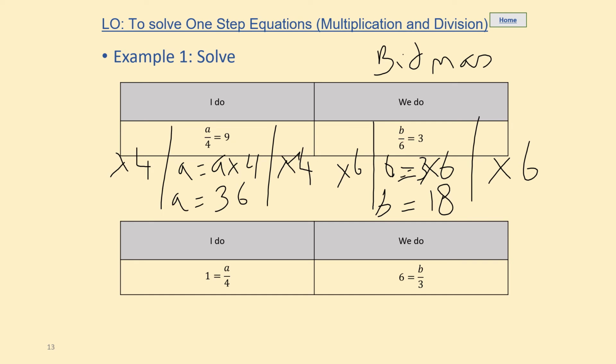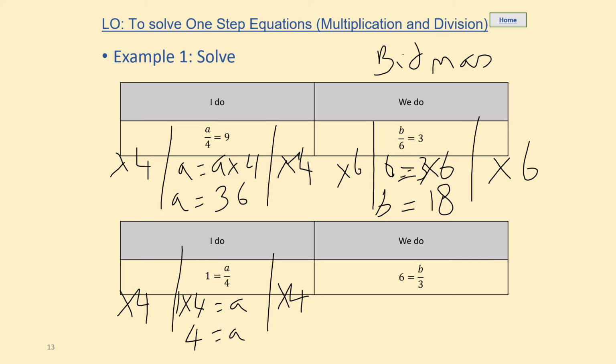Have a look at this one. These types of questions down here actually come up quite a bit in the exam, probably around questions 6 to 8. So we've got A divided by 4. It's similar to the first example. If it's dividing by 4, we're going to multiply both sides by 4. We've got 1 times 4 equals A. So A equals 4.